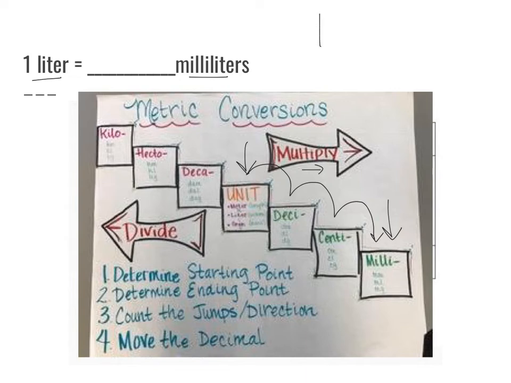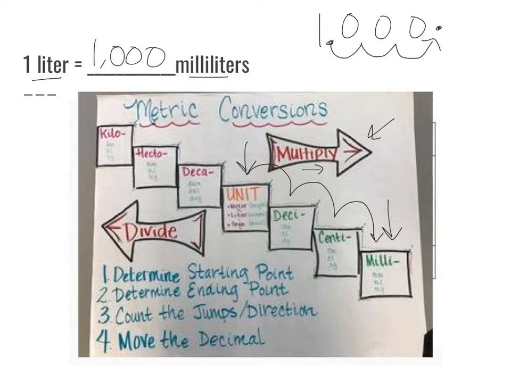So I'll put my 1 here, and I know the decimal is at the end of the whole number, and I'm going to jump 1, 2, 3 in the same direction as this arrow multiply says. Put my decimal here, and now since I jumped past nothing 1, 2, 3 times, I will put those 3 zeros, and 1 liter is the same as 1,000 milliliters.